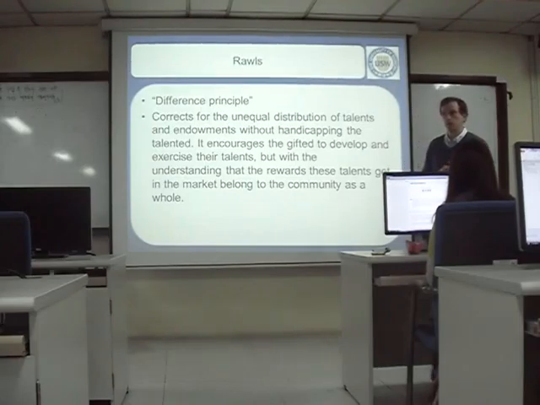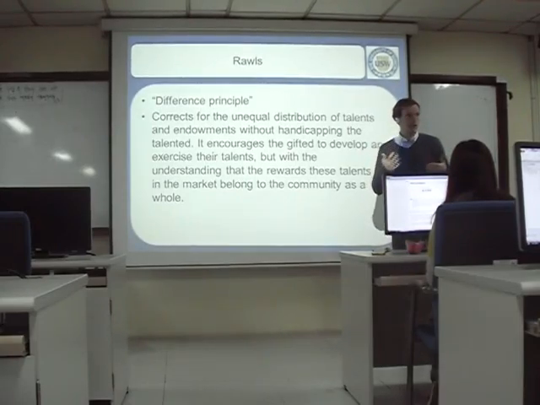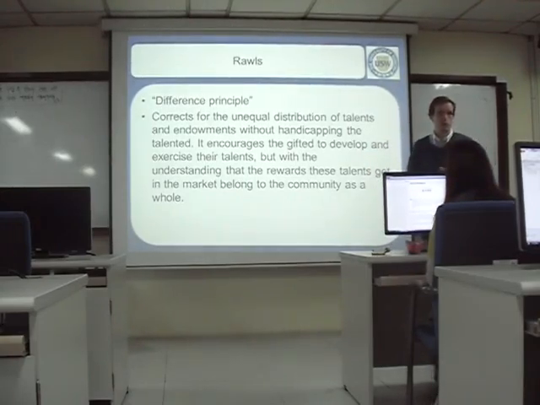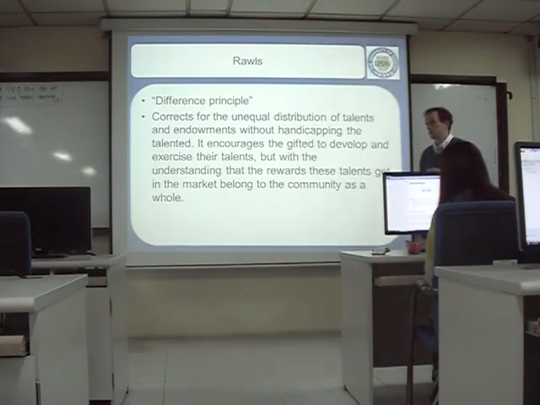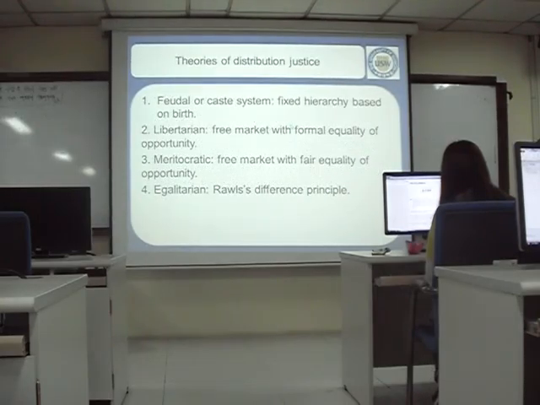But at the same time, we want the people with talent to work hard. They need an incentive. We talked about before in capitalism. So the system we make is like taxing, using the tax, okay? I have more money than you, but I get taxed and my tax goes to help you, okay? So that kind of a system is based on the difference principle of Rawls. So there are different theories of distributive justice in history.